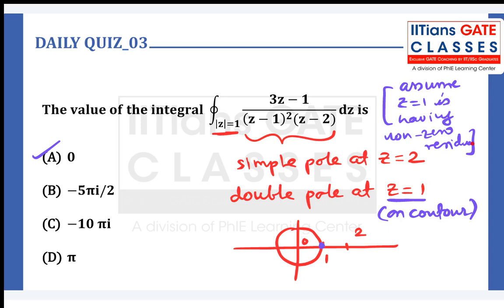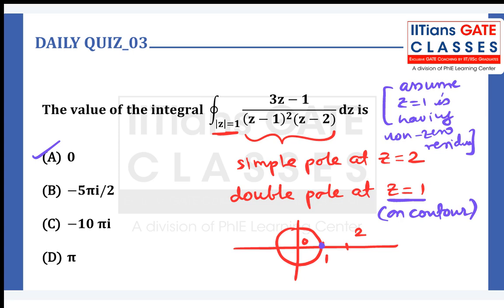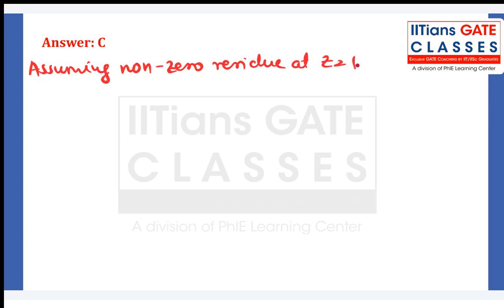But I think in this question, what they are hinting is that the pole at z equal to 1 is also contributing towards the residue. Then only does it make sense to have a non-zero answer, because z equal to 2 is anyway outside your integration domain. So assuming non-zero residue at z equal to 1, then only you'll get some non-zero answer, otherwise the answer is 0. But I think the examiner here is assuming that.